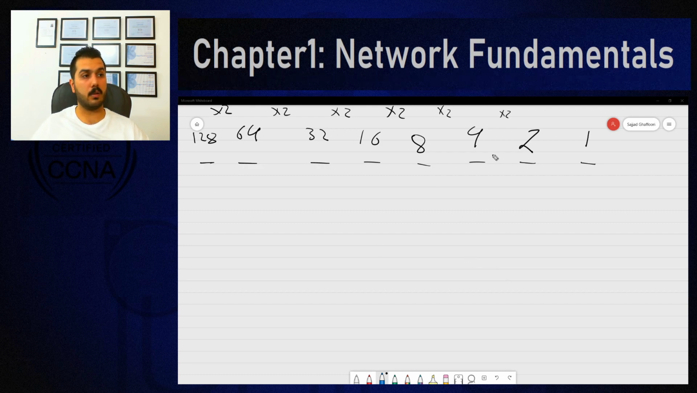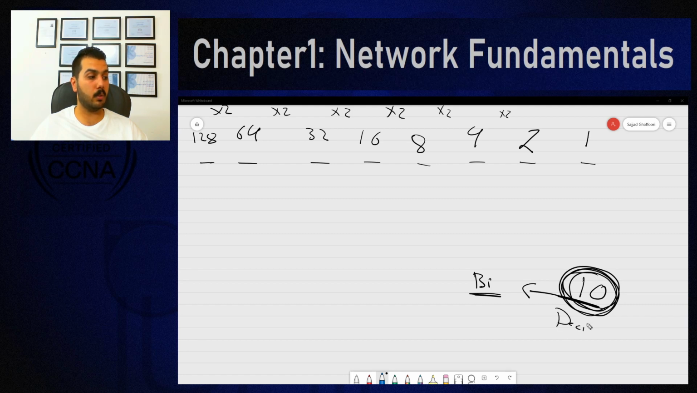Okay, the first thing that we are going to do: imagine you have a number, like number 10, and you want to know how to express this number for a computer device in the binary language. So we need to convert number 10, this decimal number that we understand, to binary language. We can do this using these numbers, okay?